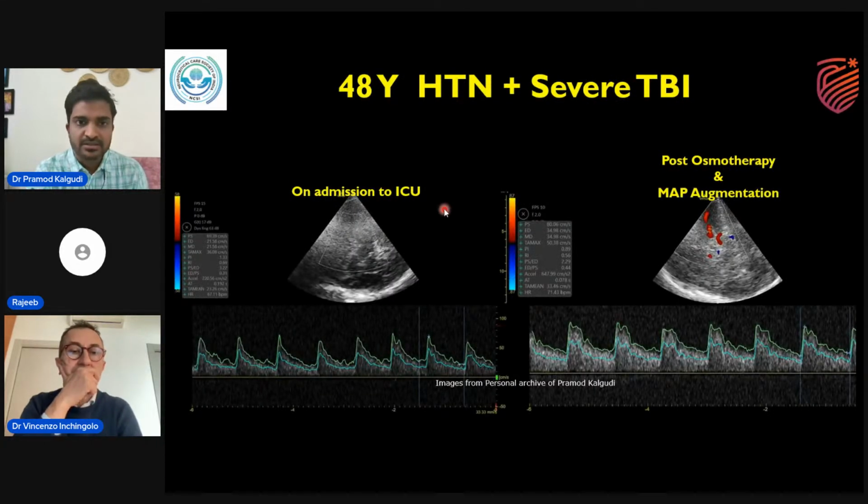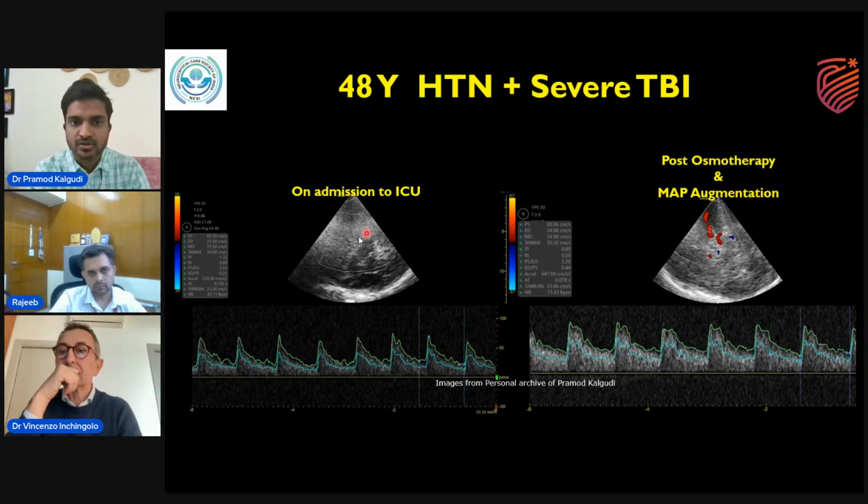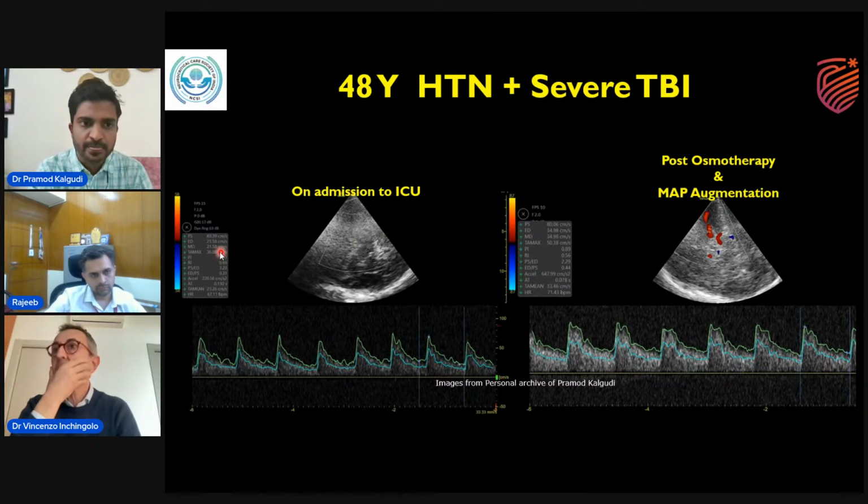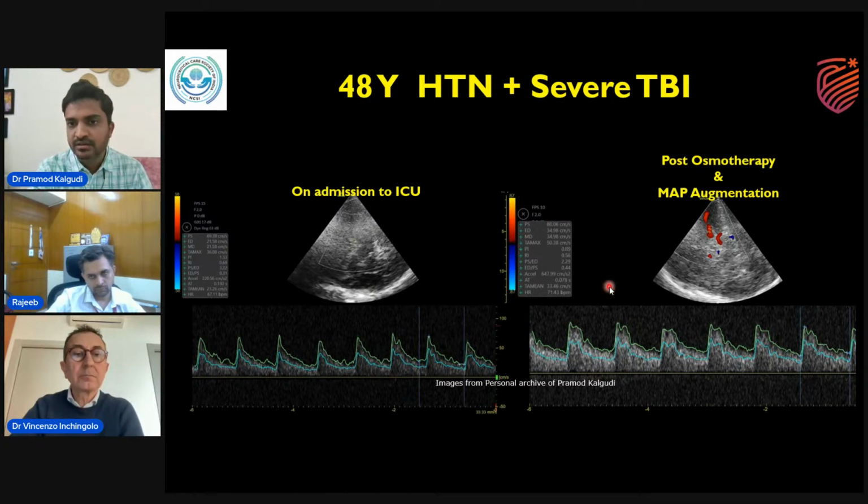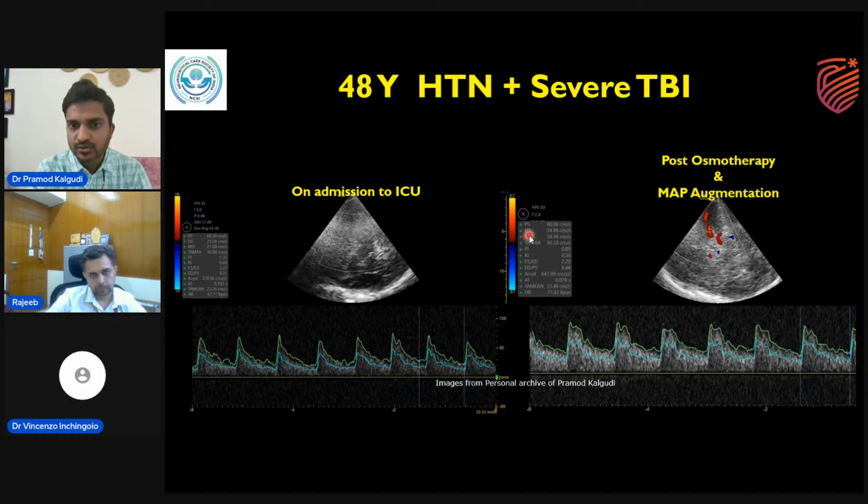To give you an example, this is a 48-year-old patient with severe hypertension who came in with severe TBI. On admission, this was the Doppler spectrum of this patient, with a pulsatility index of 1.3 and an end diastolic velocity of 21. After resuscitating the patient, we started osmotherapy, and with that we could see that the end diastolic velocity increased to 34, whereas the PI dropped to 0.89.